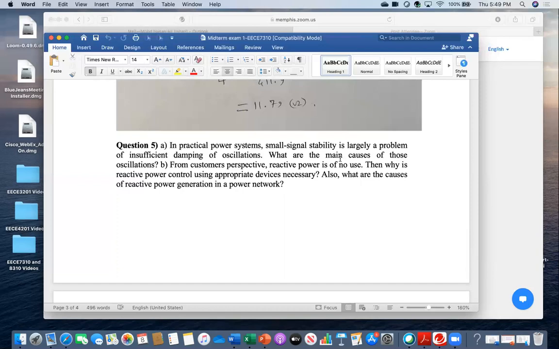Before we discuss this, you say there is local mode, inter-area mode, subsynchronous torsional mode, and the control mode. Local mode, inter-area mode, control mode, and subsynchronous torsional oscillation mode. Those are the origins of those oscillations.